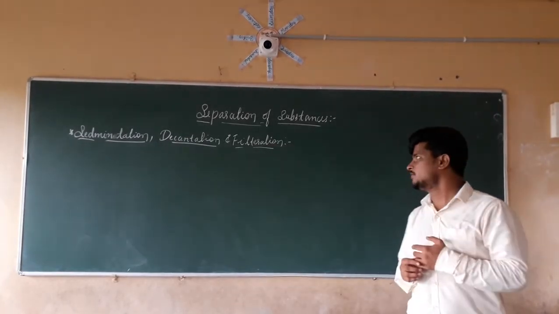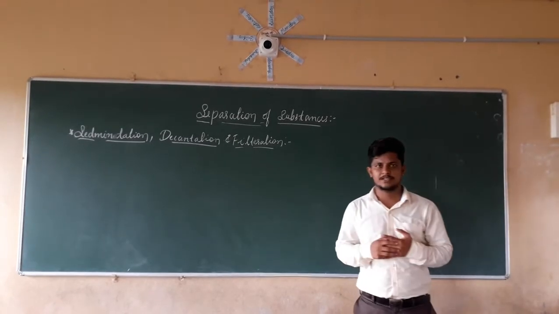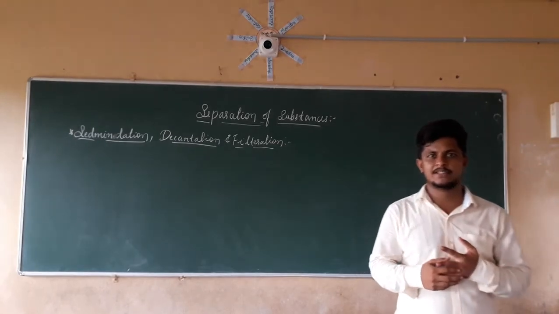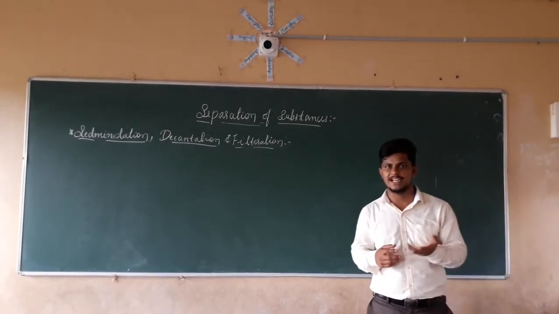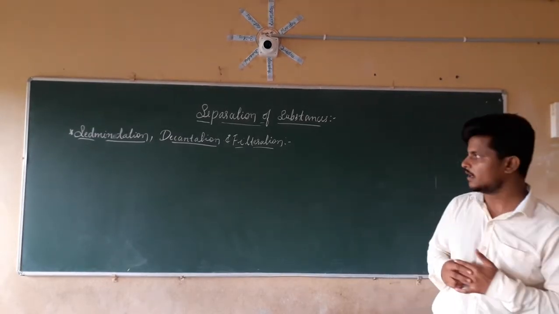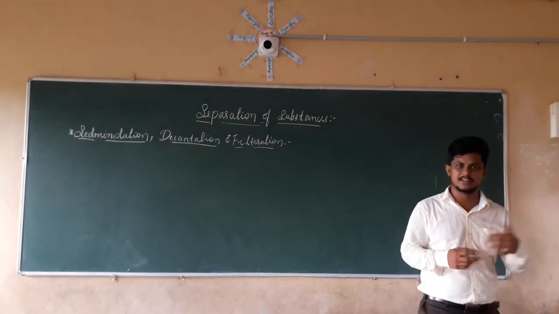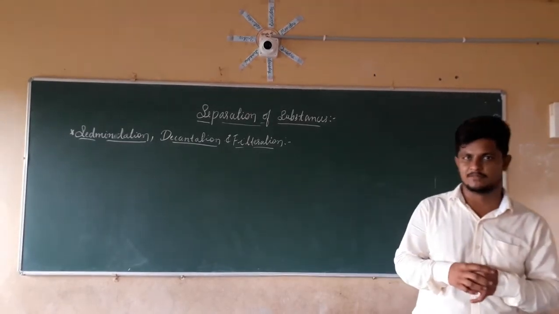In the last class, we were discussing the topic named separation of substances. We already discussed different types of separation methods: the first one is hand picking, the second is threshing, the third is winnowing, and the fourth is sieving, in the case of solids. As well, in the last class, we discussed magnetic separation.